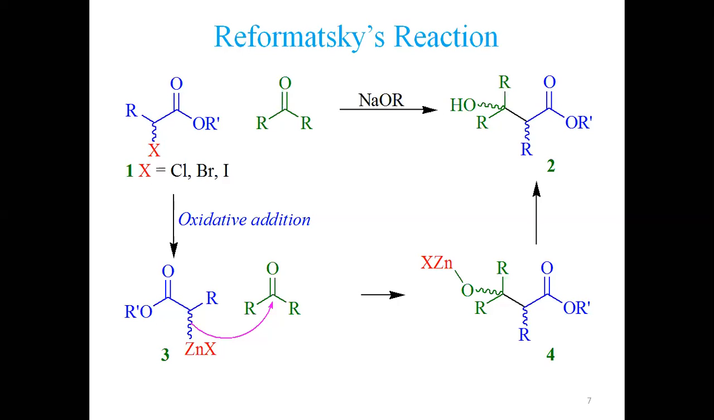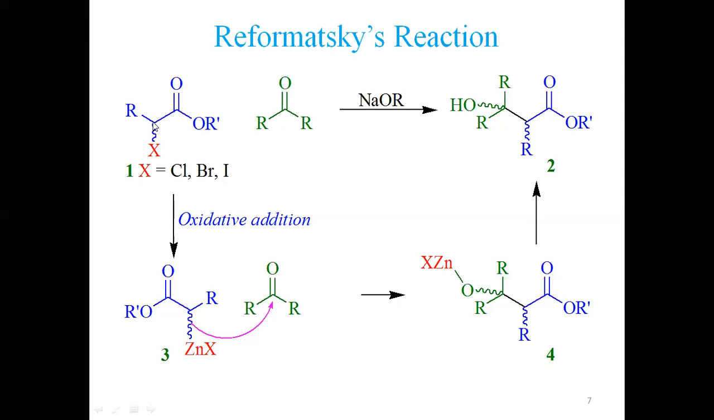Now, once we have this ester, we are not going to react it with a base. What is done? It is reacted with zinc metal. Now what is the important aspect to look at in this carbon? X is chlorine, bromine, or iodine. All these three are more electronegative than carbon. So we are having a partial positive charge on carbon and partial negative charge on X.